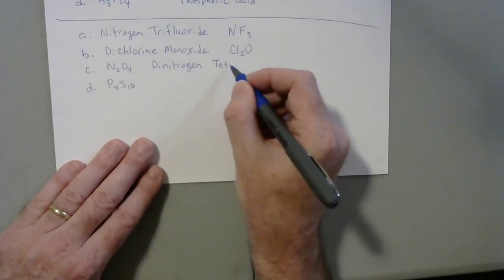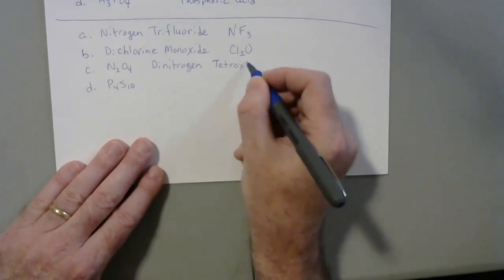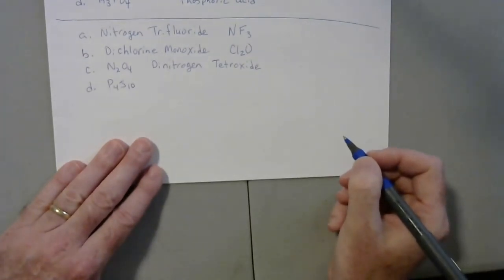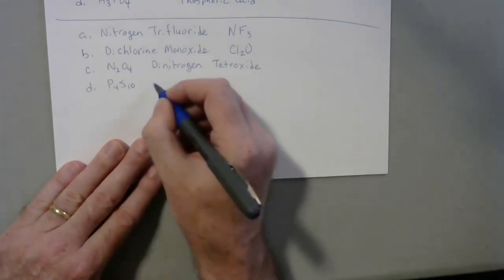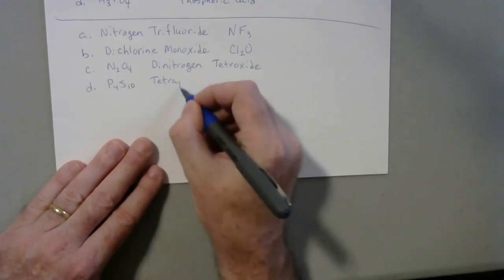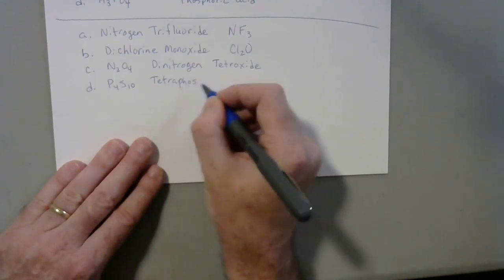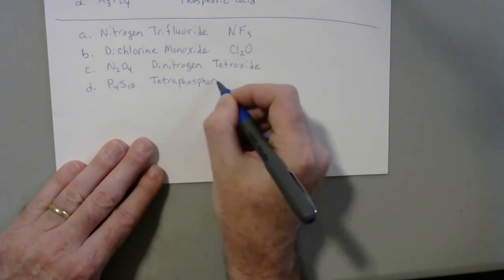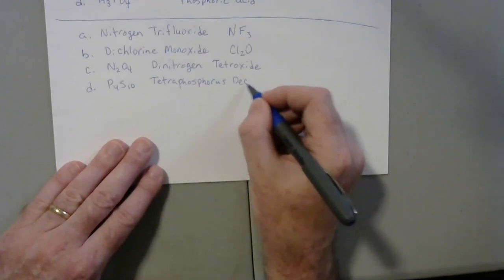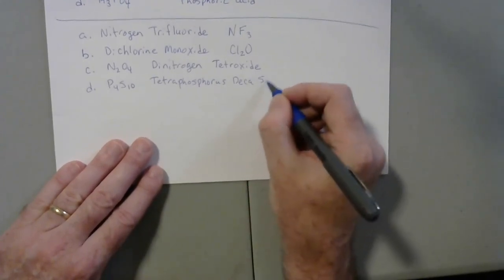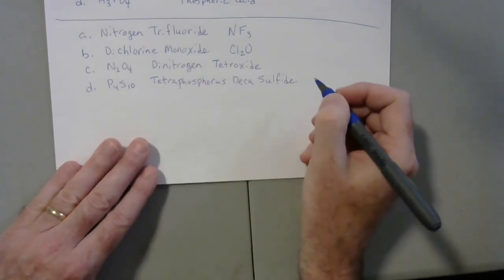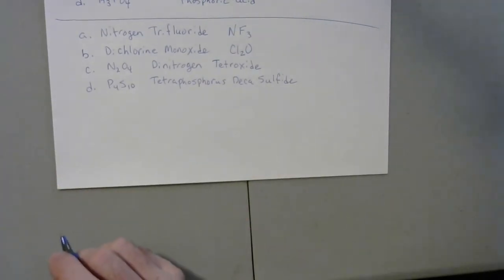So tetroxide, omitting the A in the tetra. P4S10, so that's tetraphosphorus. Then 10 sulfur, so decasulfide. And that would be the answer.